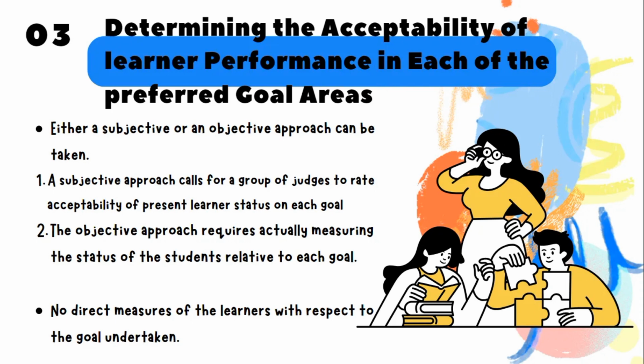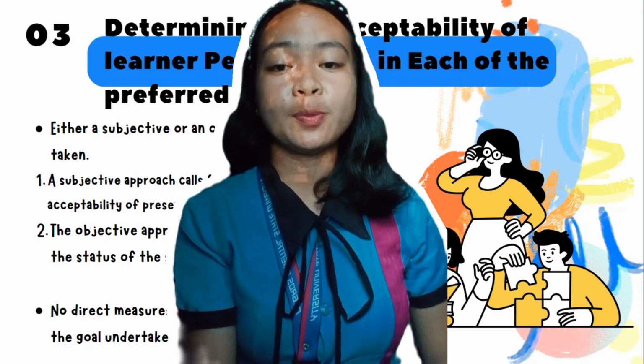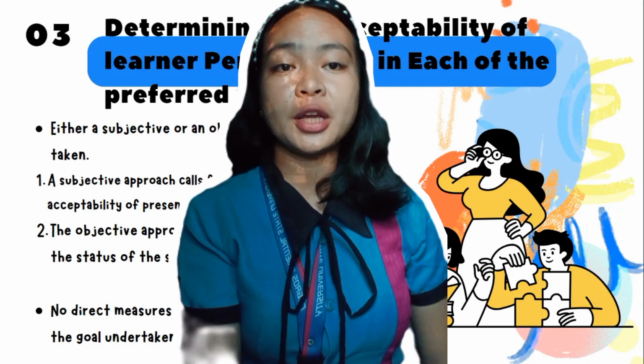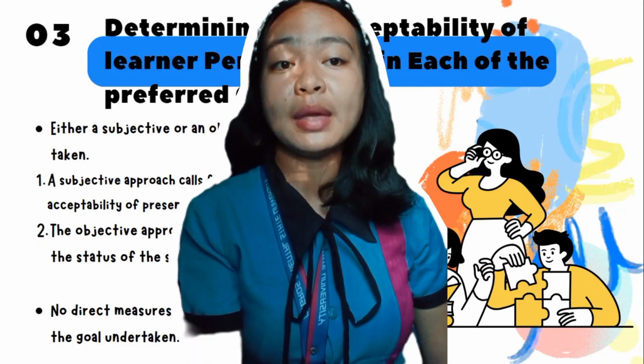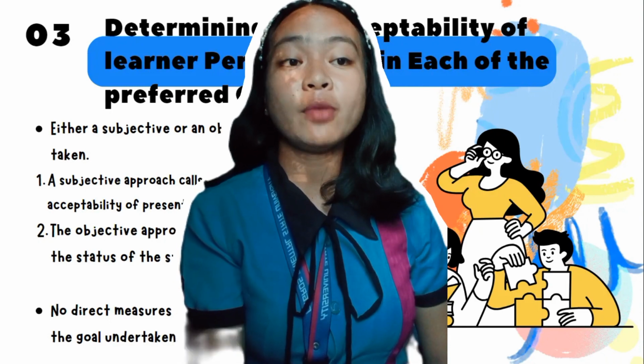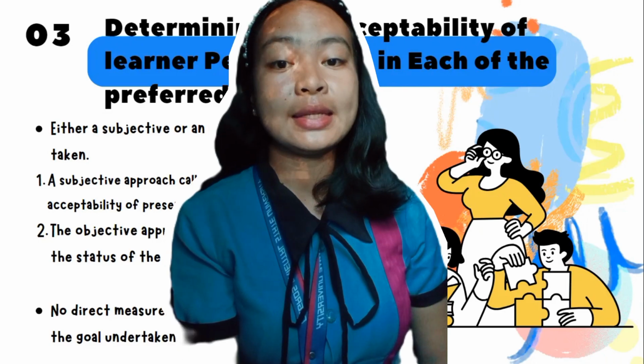Second, the objective approach requires actually measuring the status of the students relative to each goal. Remember, no direct measures of the learners with respect to the goal are undertaken. Judges estimate the present status of learners with respect to each goal. The impression might be gained by whatever they have observed or been led to believe by the media and reports from the children and other neighbors. Judges' ratings become indices of need.